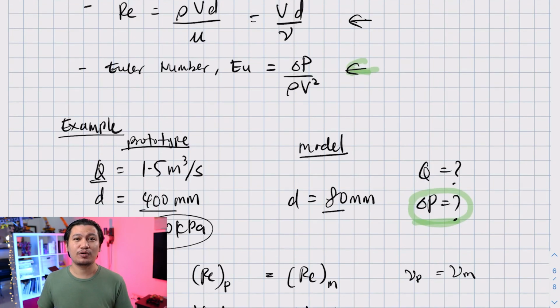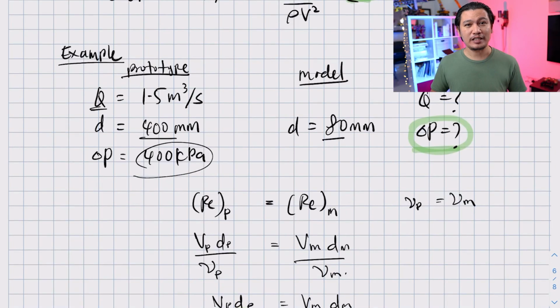Now, that's it about confined flow. Remember, Reynolds number and Euler number are very important in confined flow. Now, let's move on to the second type of flow that I want to introduce to you, which is called the free surface flow.